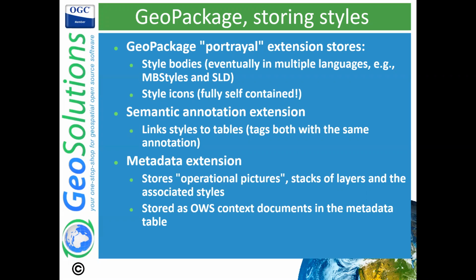In addition to that, we stored, as part of the metadata table, operational pictures, that is, the stack of layers and the right styles to use along with the layers. And this is stored as an OWS context in JSON encoding as part of the metadata tables. With all these 3 information sets, a client can open the GeoPackage, go to the operational pictures, figure out which layers and styles to use and in which order, go to the portrayal tables, actually get the styles and the icons, and perform a complete display of the map with the various styles.